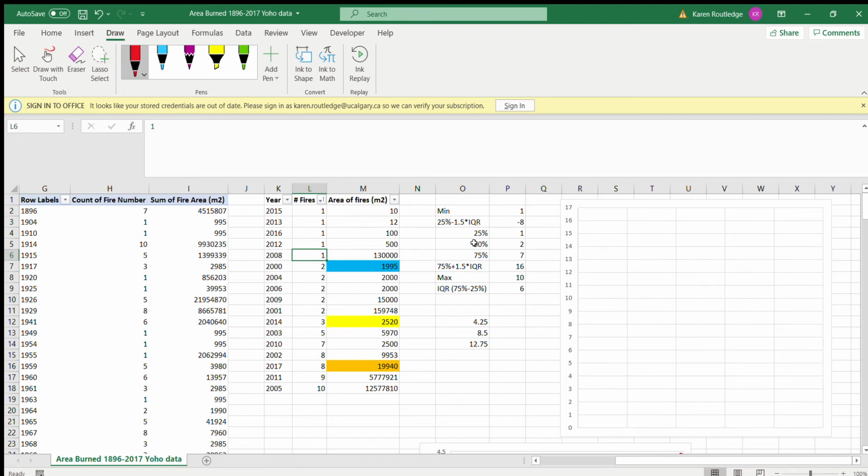We'll take the same approach for the 50th percentile. There's the Excel function. .inc means inclusive.